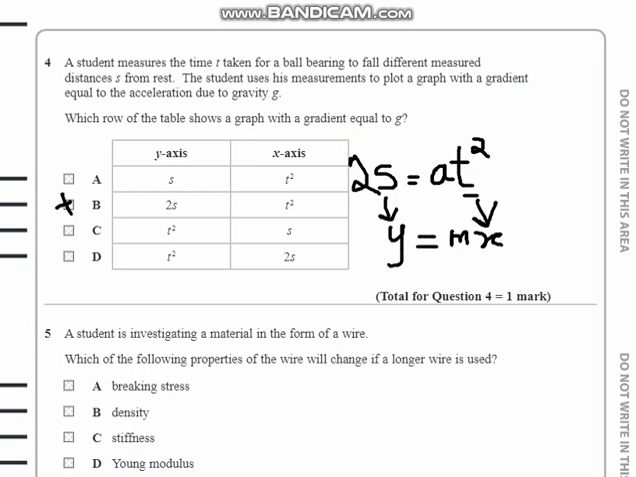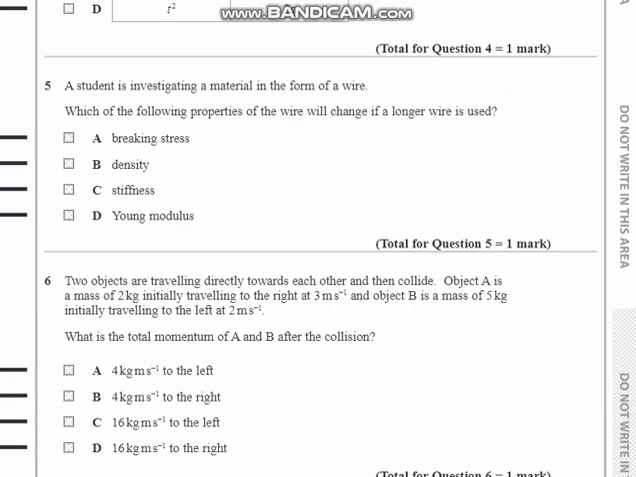Moving on to the fifth part. So the fifth question is, a student is investigating a material in the form of a wire. Which of the following properties of the wire will change if a longer wire is used? So if we look at the options here, A, breaking stress. Now breaking stress is a property of the material, and if you remember, a wire has its own dimensions, so it's independent of it, so breaking stress cannot be our option.